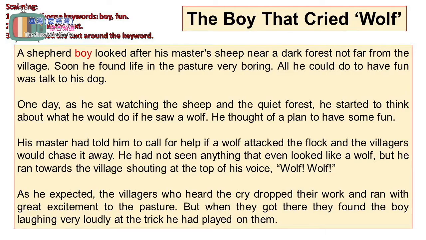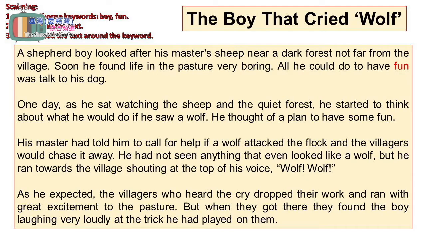So now we've found that, we want to read the text around the keyword, see if we can find our answer. A shepherd boy looked after his master's sheep near a dark forest not far from the village. Okay, well that's nothing to do with having fun, so let's keep looking. And here we've found another keyword, fun. So let's read the text around the keyword. All he could do to have fun was talk to his dog.